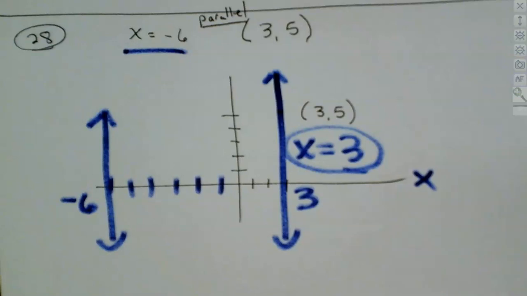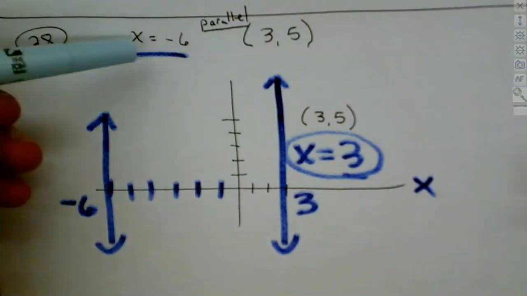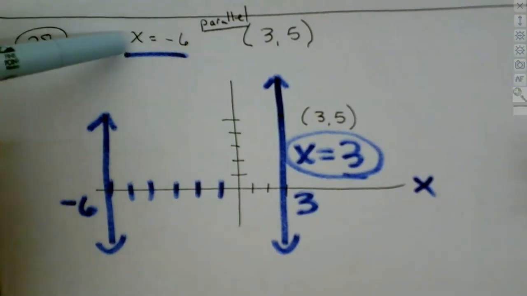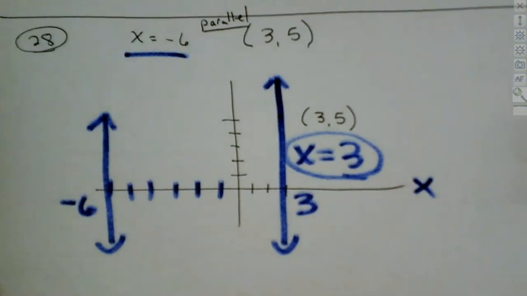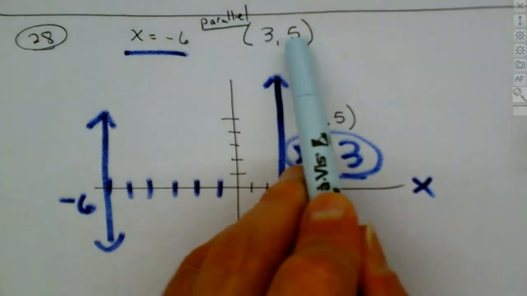Do you understand what we've got here? So I did it graphically. Or you could just remember that what's parallel to an x line is another x line, right? It's going to be x. Now, if it was y, what would it be? A y line. Now, if it said perpendicular, what would it be? The opposite. If it said perpendicular here, it would be y equals 5.